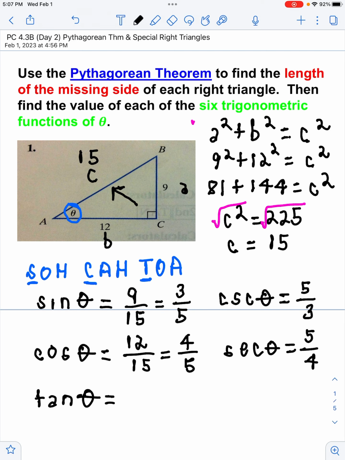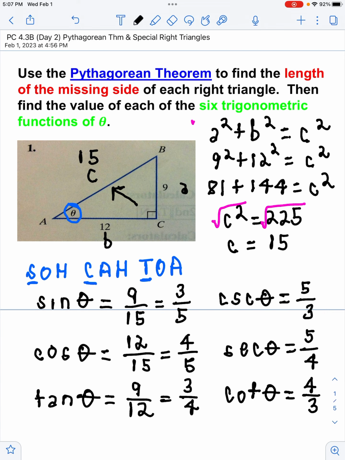Then we talk about the tangent. The tangent ratio is the ratio of the opposite side over the adjacent side. So for our angle theta, the opposite side would be 9, the adjacent side would be 12, and that reduces to 3/4, which means the cotangent of our angle is 4/3.